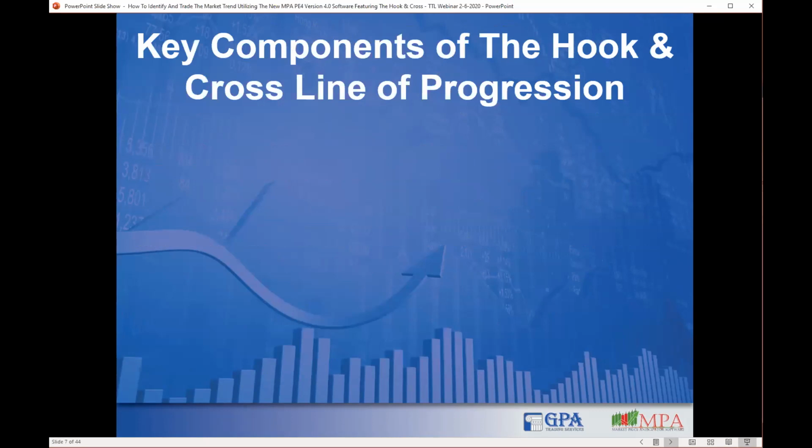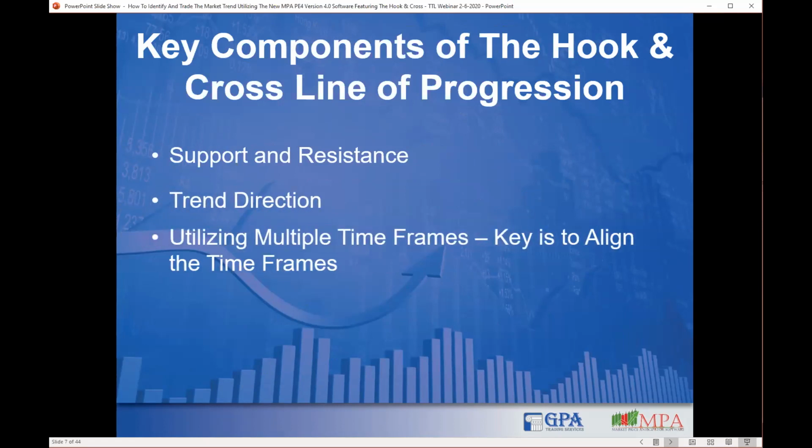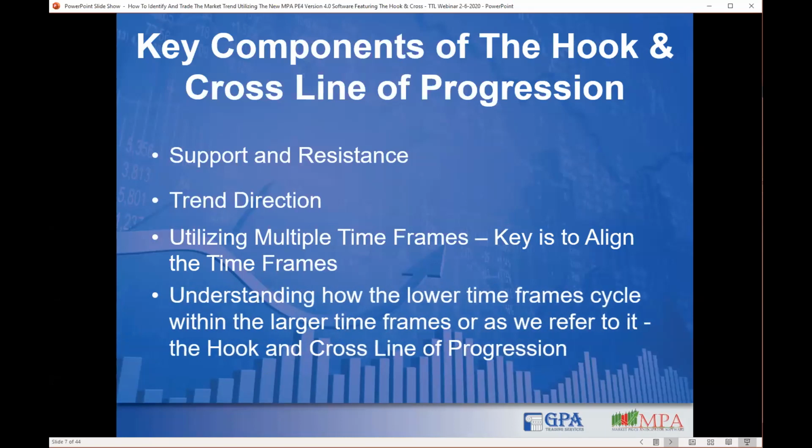Now, key components in the hook and cross. It's support and resistance, it's trend direction, it's aligning multiple time frames, and that's the key. You need to align multiple time frames. And of course, the caveat is to understand how the lower time frames cycle within the larger time frames. We like to refer to that as our hook and cross line of progression.